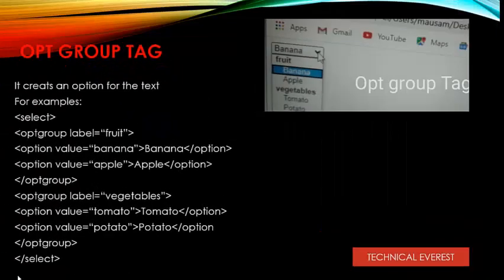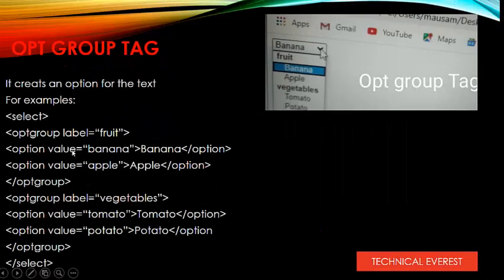So another example is the OPT group tag. Here it comes, the OPT group tag. The OPT group tag creates an option drop down group menu. So if you give a complete syntax in this way, the output will be obtained in this way. You can see here an option is created. So it is a group tag, the OPT group tag.